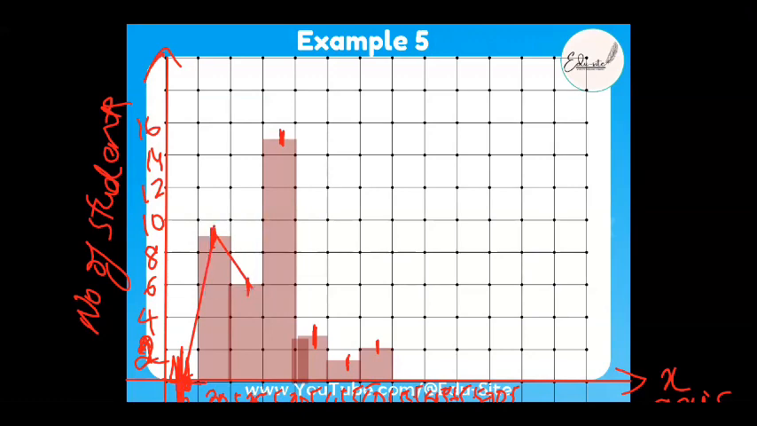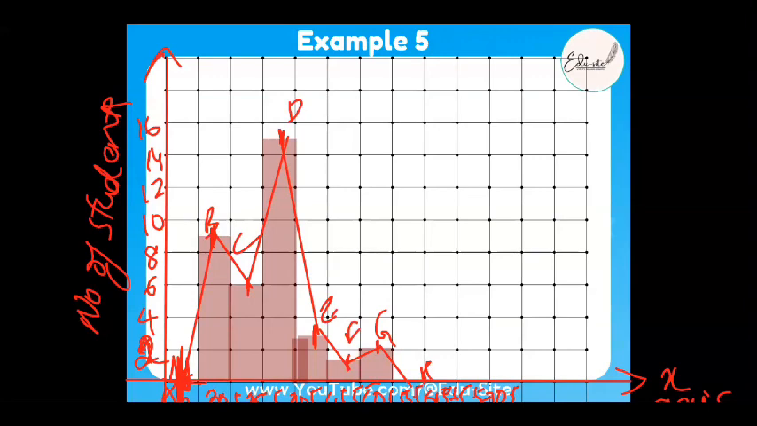Next, the midpoint of the third bar. Next, the midpoint of the fourth bar. Next, the midpoint of the fifth bar. Next, the midpoint of the sixth bar. Next, the midpoint of the next line, and the midpoint of that next line. Okay? This one is a frequency polygon, and you have to name it. How will you name it? Write A, B, C, D, E, F, G, H. This is your frequency polygon.